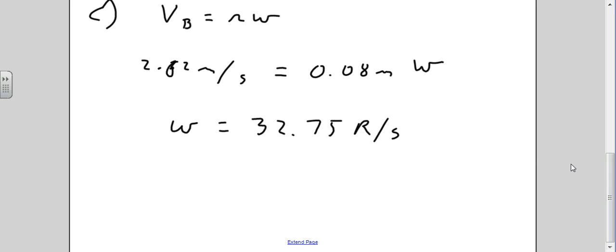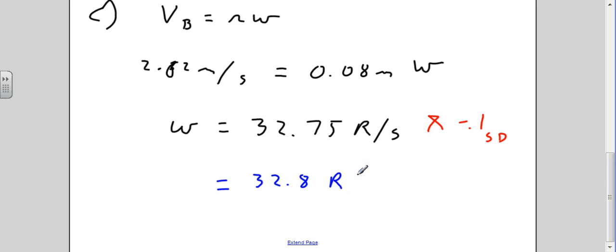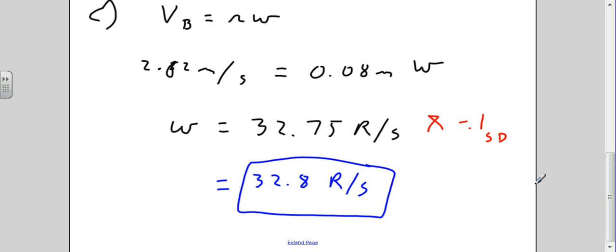All right, that's wrong, right? Because we only have 3 significant digits, we better round it up. 32.8 radians per second. Anybody have their book open to see if we're right? We're right? All right. Darn right. That is so disgusting when that happens.